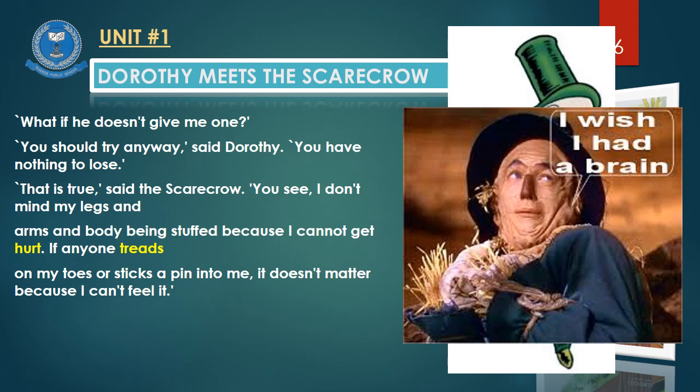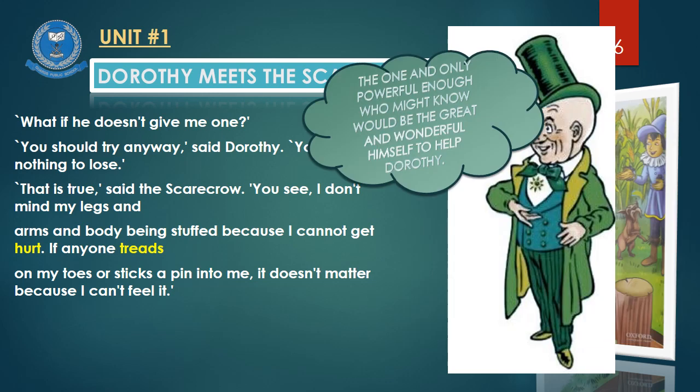So students, in this paragraph we came to know about the Great Oz. So, the Great Oz was the one and only powerful enough who might know, the great and wonderful himself, to help Dorothy. So, students, I hope.